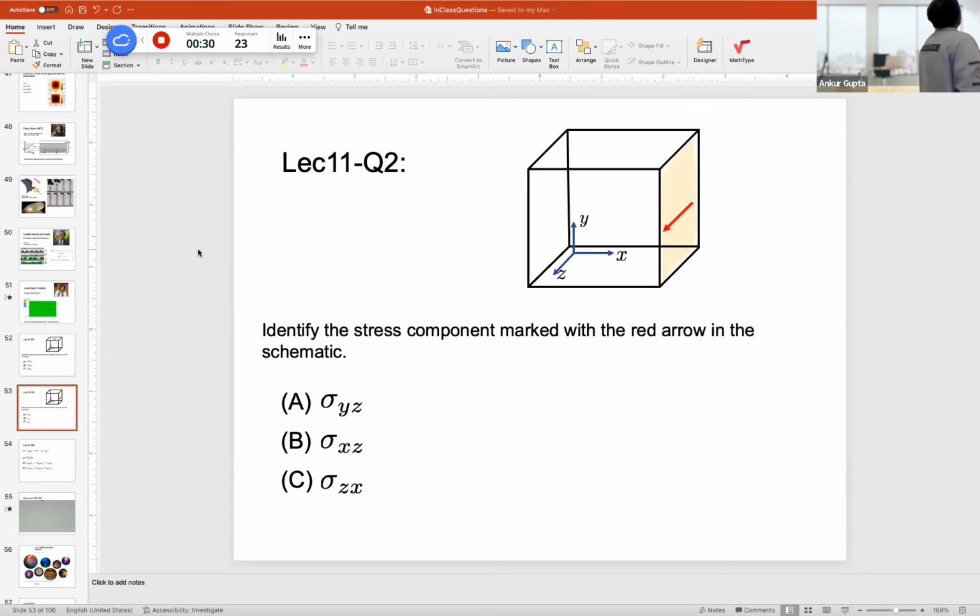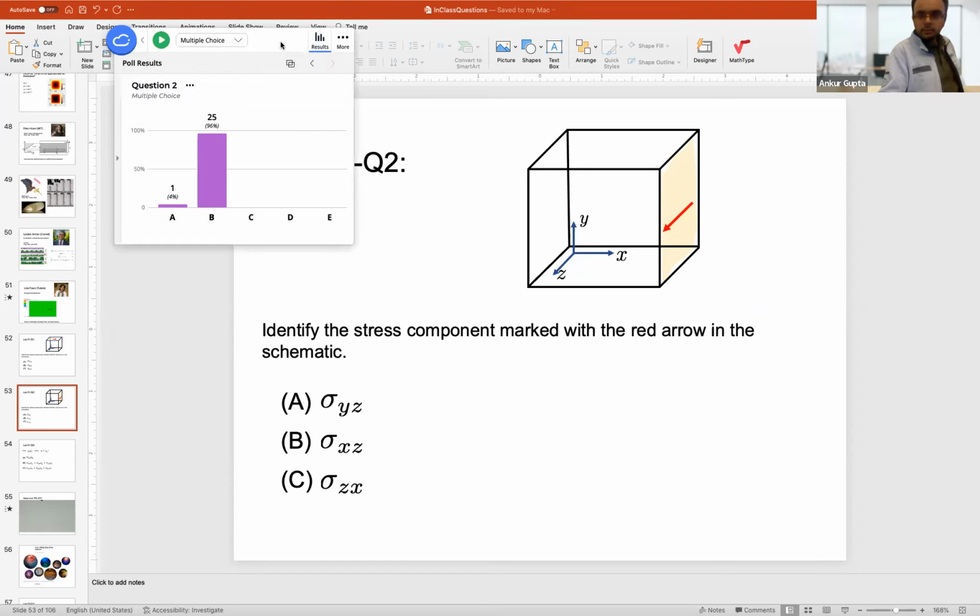Almost everybody has responded. Maybe 5 more seconds so that everybody can respond. All right, closing the poll now. Let's take a look. Great, correct. So basically, you can think of this in a way that the normal to the surface is x, so the first component has to be x, and the direction is z, so it's sigma xz. Sorry, xz.